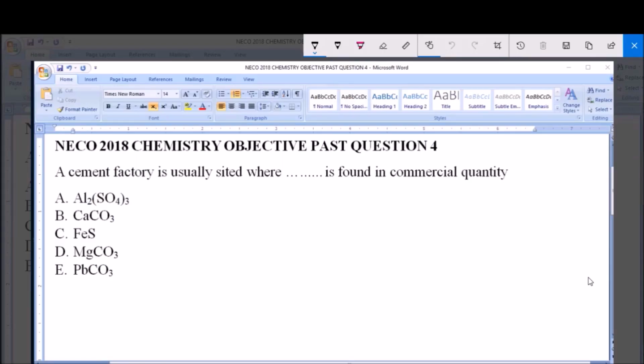Hello and welcome. I will be answering NECO 2018 Chemistry Objective Past Question 4. A cement factory is usually cited where dash is found in commercial quantity. A, Al2(SO4)3, this is aluminium sulfate.